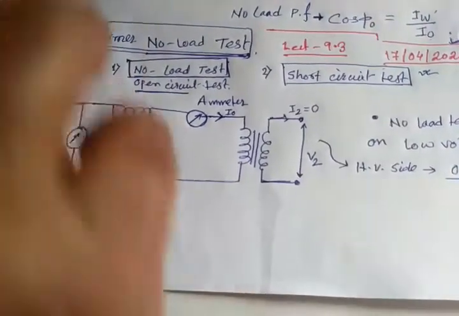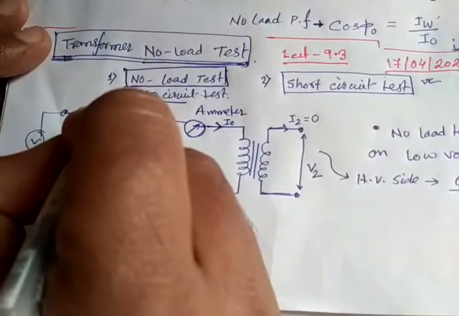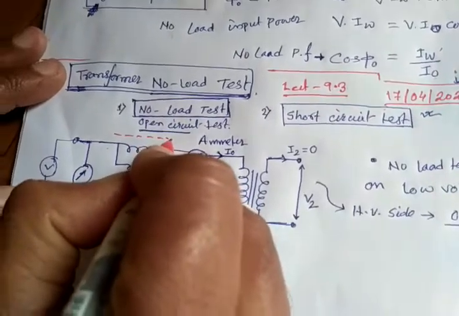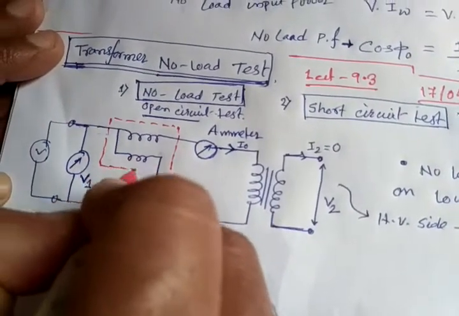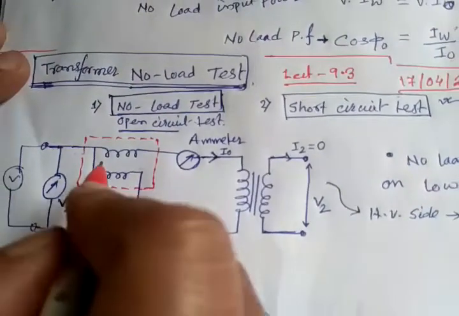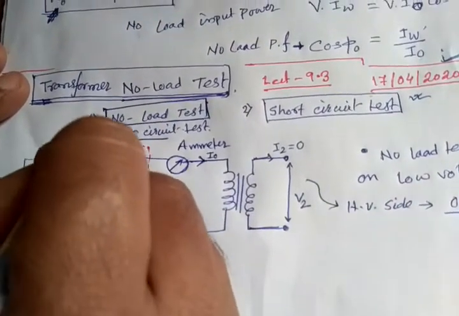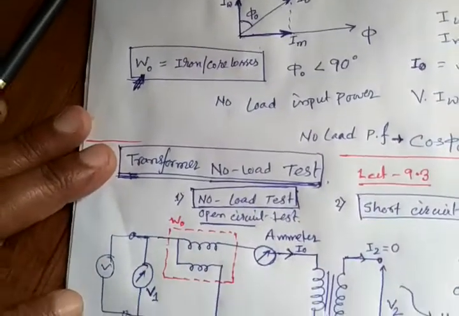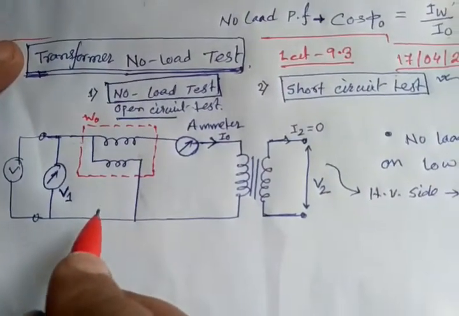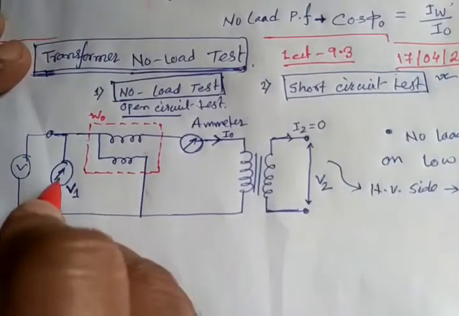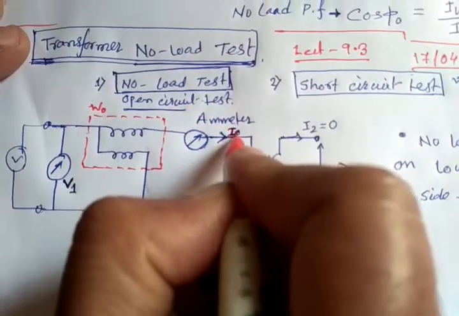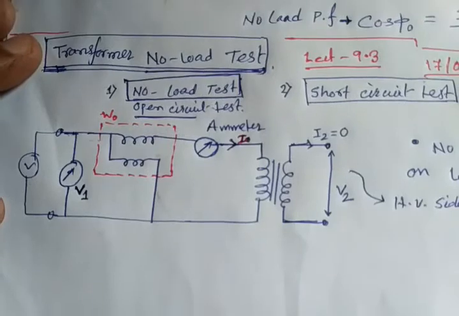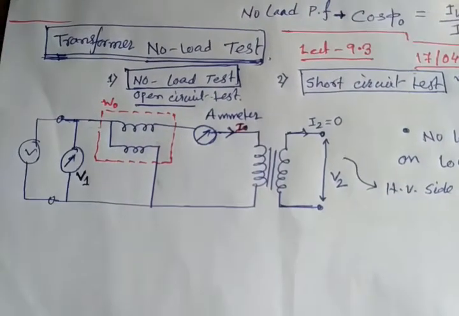So this is the wattmeter. Let's say this is the wattmeter connection. Now the wattmeter reading is, suppose, W0, the no-load power drawn by the circuit. This voltage rating is V1 and this is I0. So now we have everything we need for calculating the core loss or iron loss.